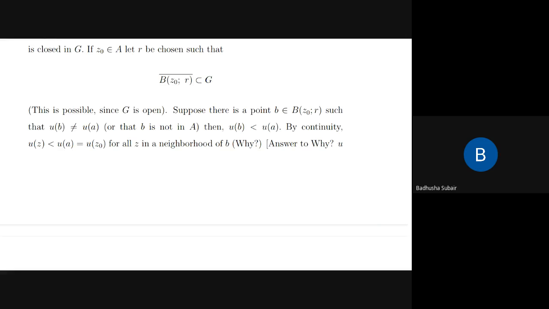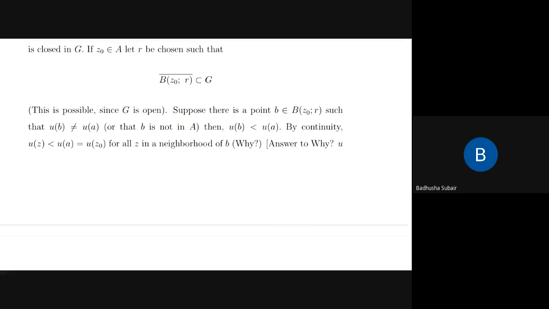So by the definition of A, it implies that U of B is not equal to U of A. That is, U of B is less than U of A, because our assumption was that for all points Z in G, U of Z is less than or equal to U of A. So surely U of B is less than U of A. And by using the continuity, U of Z is less than U of A, which is equal to U of Z naught. That is, we get U of Z is less than U of A for any point Z in the neighborhood of B.